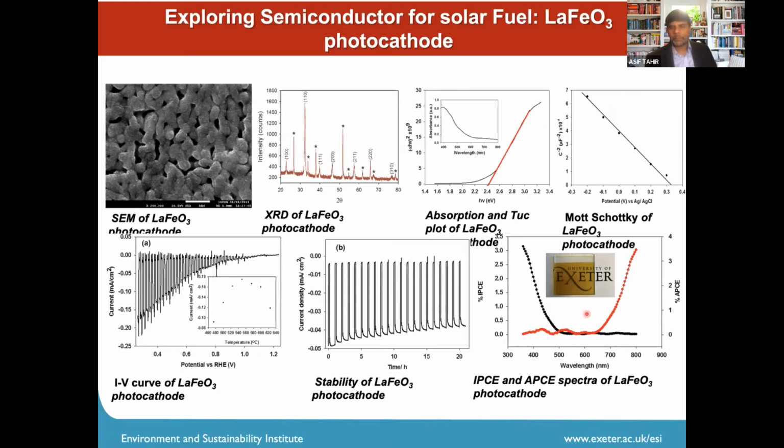The IPCE shows that the overall efficiency is low compared to the other materials. However, the film is semi-transparent and can be used in tandem cell assembly, where it can absorb a part of the solar spectrum, while the rest of the light can be absorbed by the second material in a tandem assembly to generate hydrogen and oxygen simultaneously.